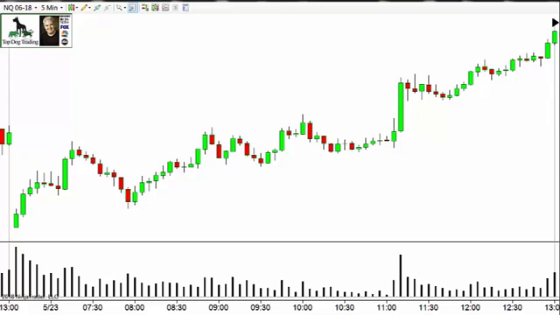This is day trading for beginners, but you know what? Sometimes the simple things are the best. And this is a meta pattern that you can look for every single day based on very basic logic.